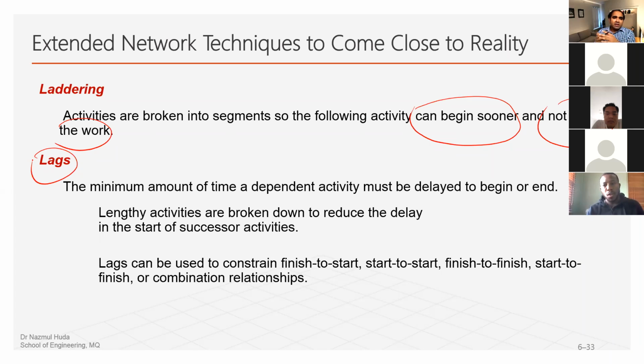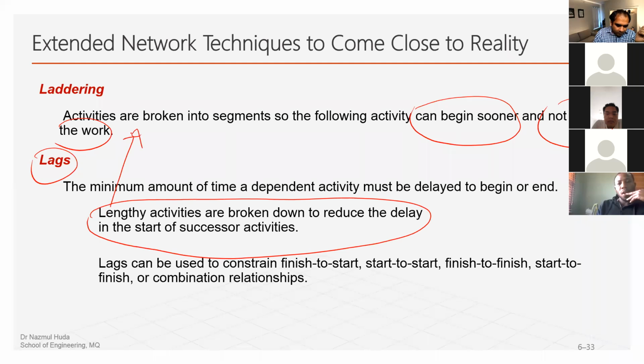If you read the statements here, lengthy activities are broken down to reduce the delay of the start of the successor activity. So this is part of what? This is part of the layering process. In the layering process, we need to divide the lengthy activities into multiple smaller tasks. As soon as we finish that small portion of the task, we can possibly start another activity following within the chain.